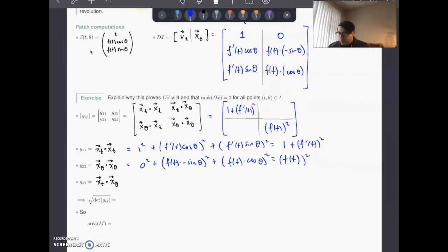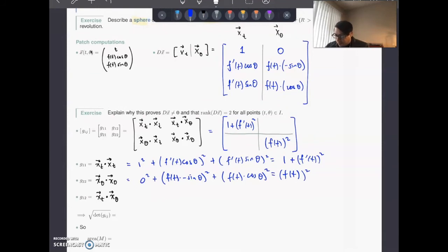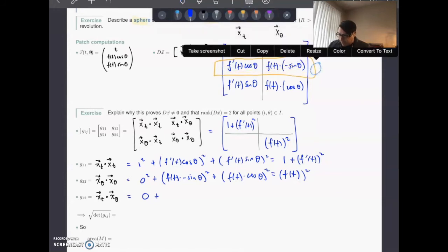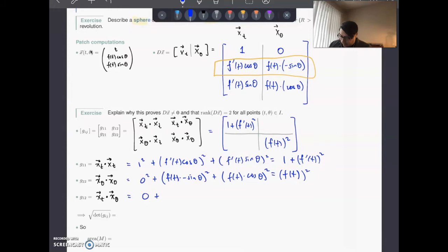Now we have to compute the dot product between these two vectors. So for that one, I like to think of them like this. So we need to multiply these two components. So let's go down here, x_t dot x_theta. That's going to be 1 times 0 is 0, plus, looking at the next piece, what are we going to get? Let's write f prime first, and then we're going to get cosine theta and negative sine theta. So let's put negative cosine theta times sine theta.